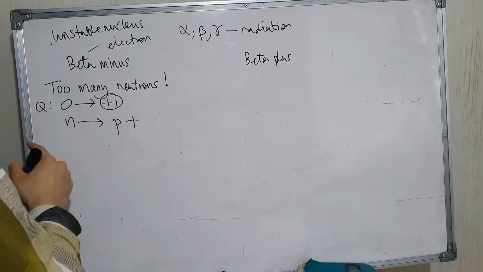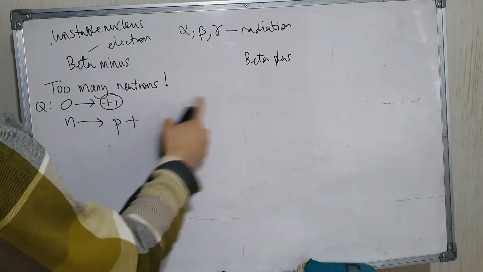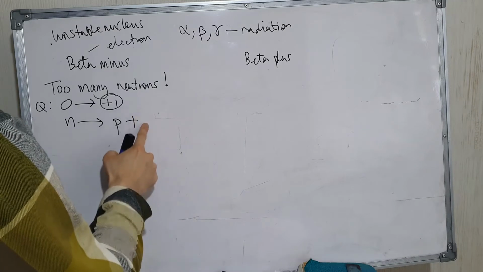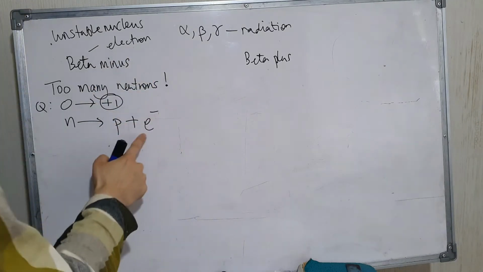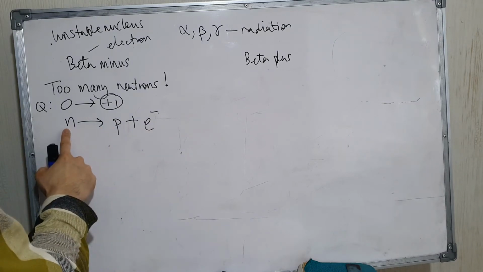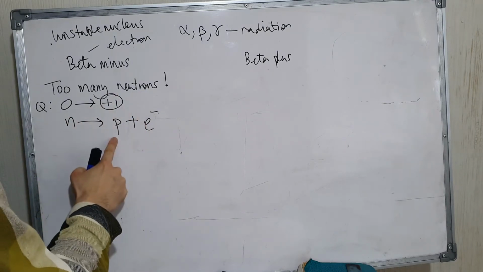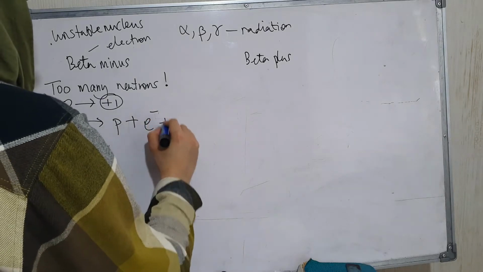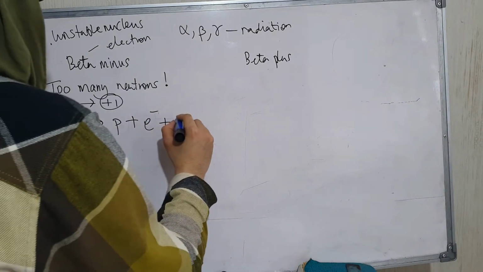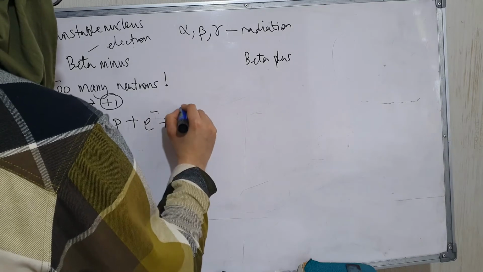Now, if charge is conserved, something must be negative on this side. And what is negative? The electron. The electron is negative. So if you have too many neutrons, it becomes a proton, and electrons are also given out. And there is another particle, starts with N, it's the neutrino, the antineutrino.